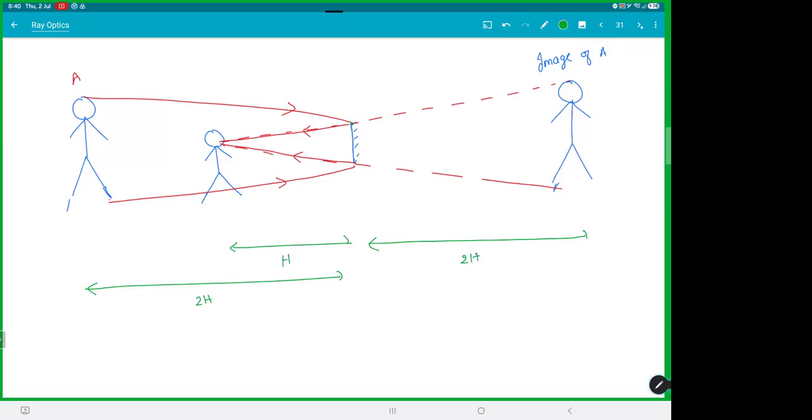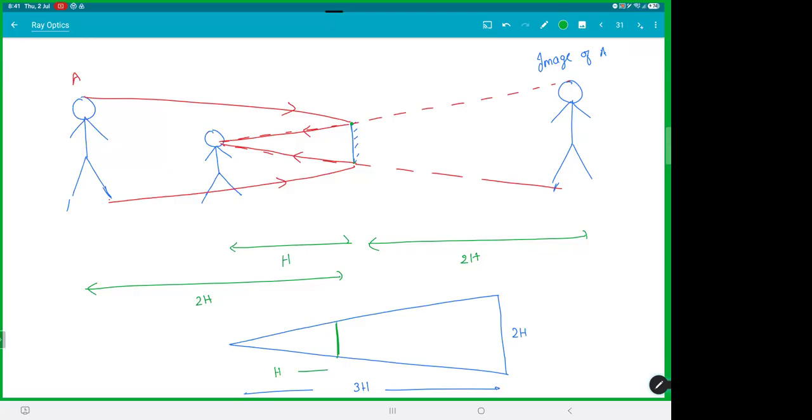And if you notice here, the light ray should go from the edge of the mirror, right? You can make this a triangle. So if you make this a triangle, you will clearly see, this height is 2h. This distance is 3h. Your mirror is somewhere here at a distance h. We can clearly see it will be in the ratio of 2 is to 3. So this should be 2h by 3. Is that making sense? So for B to see A, you need a mirror of 2h by 3.